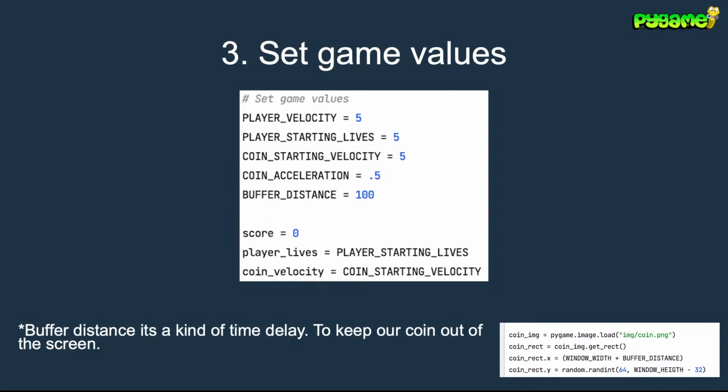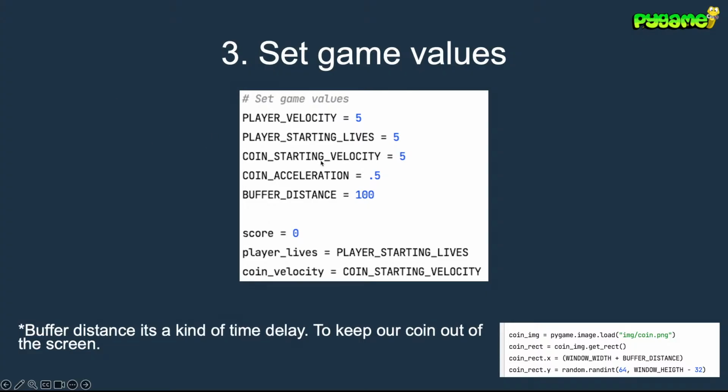That is how fast, how many pixels our, for example, dragon rectangle is moving from one point to another point. The next one, the player starting lives, how many lives we have. As you see, I use capital letters because we will not change these variables.